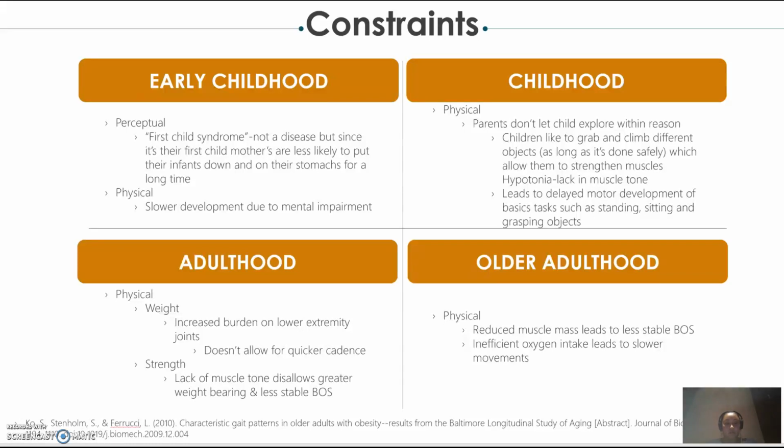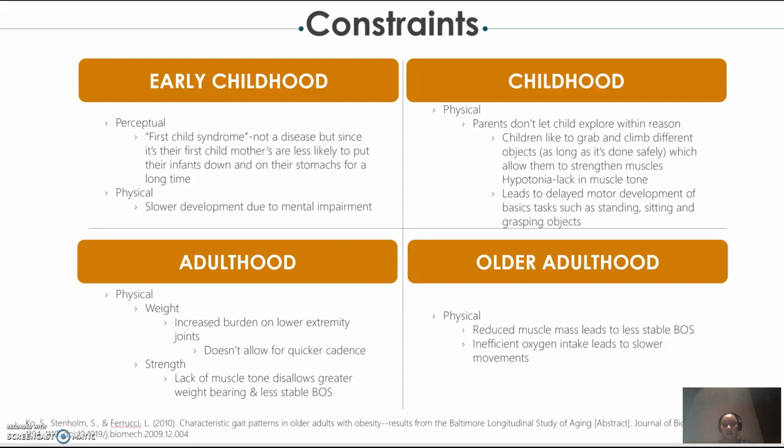A physical constraint for adulthood is weight. Now, during adulthood is when the weight tends to fluctuate the most and is not as stable. An increased weight also means increased burden on lower extremity joints. It doesn't allow for quicker cadence because the body can't move as quickly. And muscle strength also plays into it. Lack of muscle tone allows for less weight bearing and a less stable base of support. This isn't to say that if you have less muscle or more muscle, you're going to be more stable. But if you at least have some muscle tone, your joints can hold greater weight and tend to be more stable.